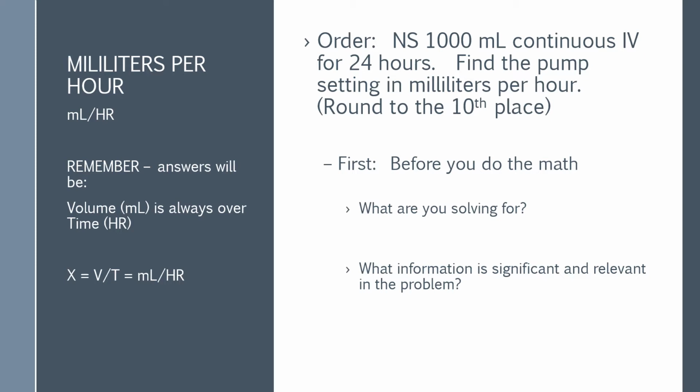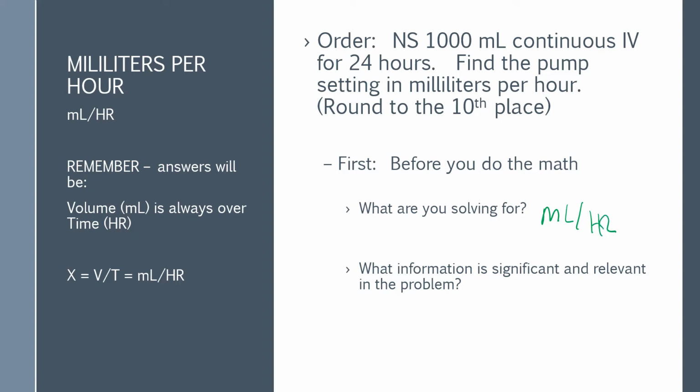But first, before we really start getting into the math, we want to look at a couple of different things. My first thing is I always say, what am I solving for? So we have to read the question and find out what we want to end up with. So we have 1,000 milliliters of normal saline over 24 hours. Find the pump setting in milliliters per hour. So that is actually what we are solving for, the mL per hour, okay?